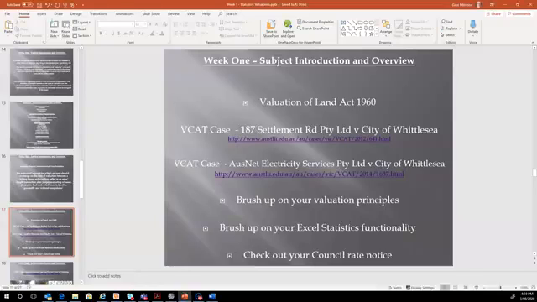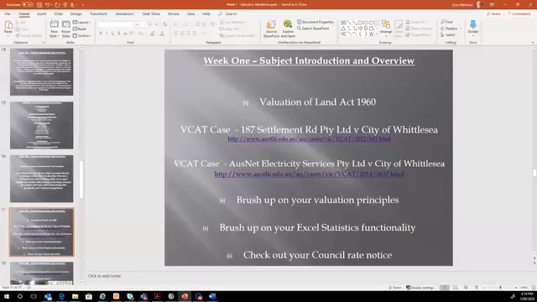We'll also be looking at numerous valuation principles. We'll also be looking at some court cases that have occurred, and whilst VCAT is not a court, it is a tribunal, there are two cases in particular that we're looking at in detail in the next week or two. The first one is 187 Settlement Road Proprietary Limited versus the City of Whittlesea. Very important court case, well, tribunal case rather.